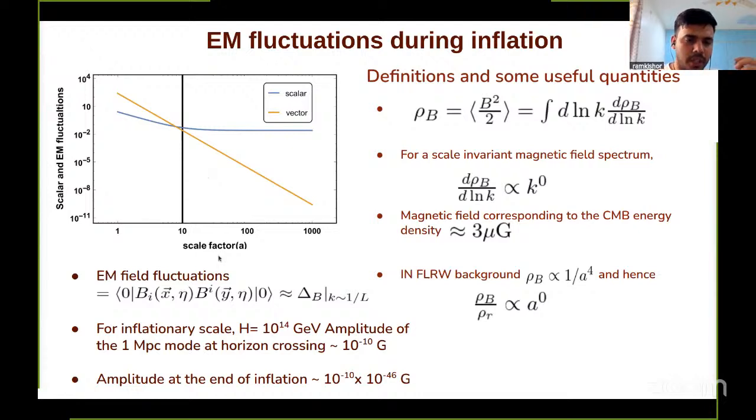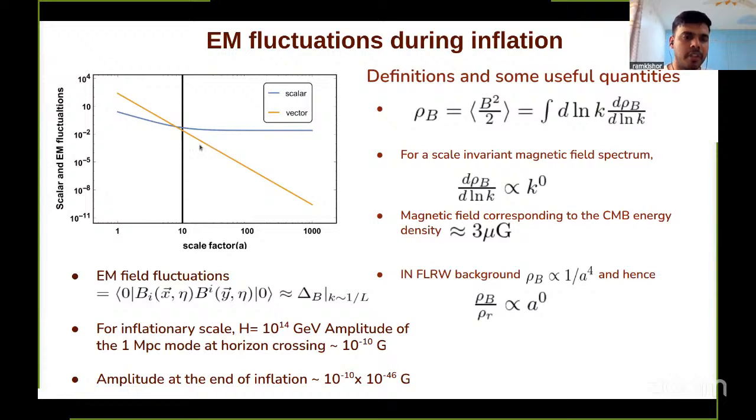To highlight this and give you some quantitative estimate, look at an inflation which happens, let's say, at a scale of 10 raised to the 14 GeV, and look at the magnitude of the electromagnetic fluctuations for a particular scale when it crosses the horizon. Roughly at the horizon crossing, this magnitude, if you calculate it, would be equivalent to a present-day magnetic field of roughly 10 raised to minus 10 gauss.